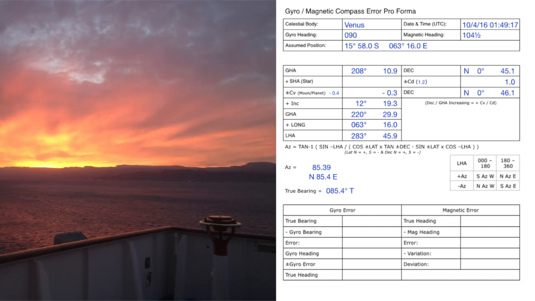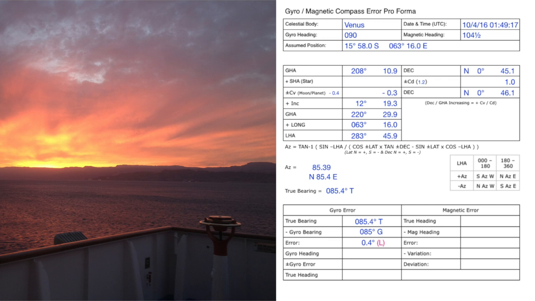Now we can work out the gyro error as we have done in the previous examples. Earlier we said we had taken the bearing of Venus and it was 085°. We calculated that the true bearing of Venus was 085.4°, so we enter these into the appropriate box on our pro forma. When we subtract the gyro bearing from the true bearing, we get 0.4 degrees. As it's positive, we consider it to be low, so our gyro error is 0.4 degrees low.